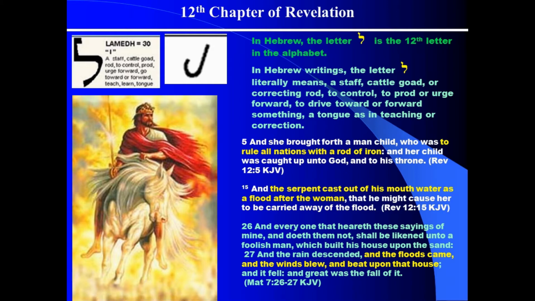Remember we read about that Jesus would have this rod which he would rule over the nations with? In fact, we have it up here, Revelation 12:5. She brought forth a man-child who was to rule all nations with a rod of iron. Her child was caught up unto God and to his throne. This pattern is remarkable because so far it has fit every chapter in Revelation, and it's also fit every chapter in the Gospel of John, by the way, because John is the same author.